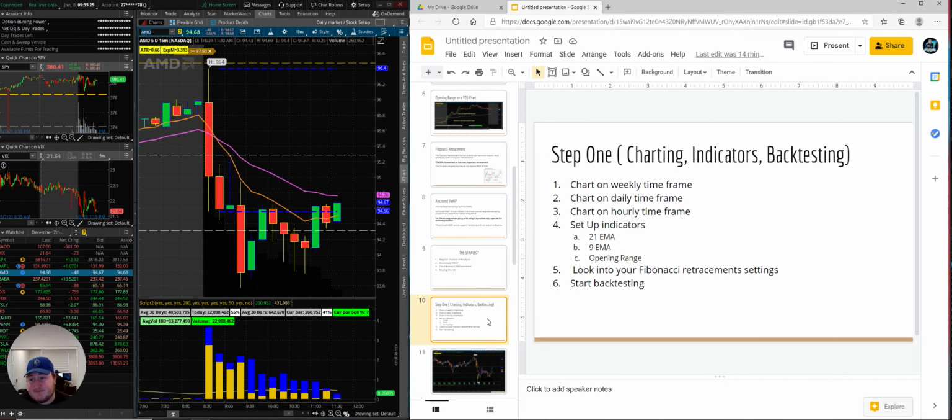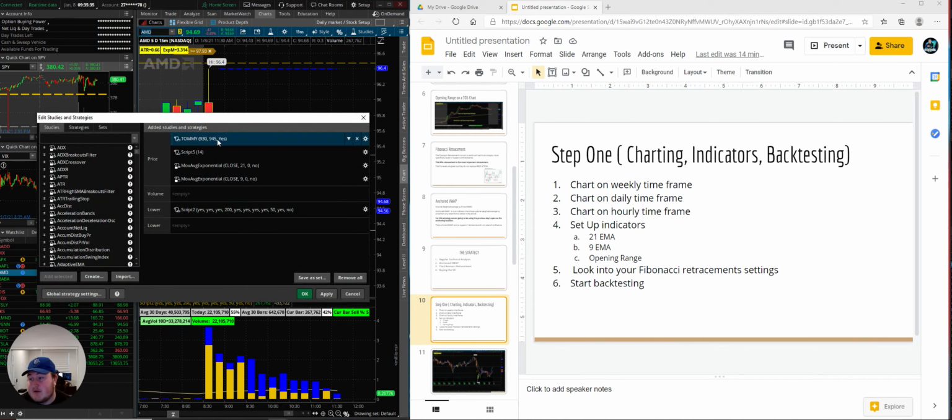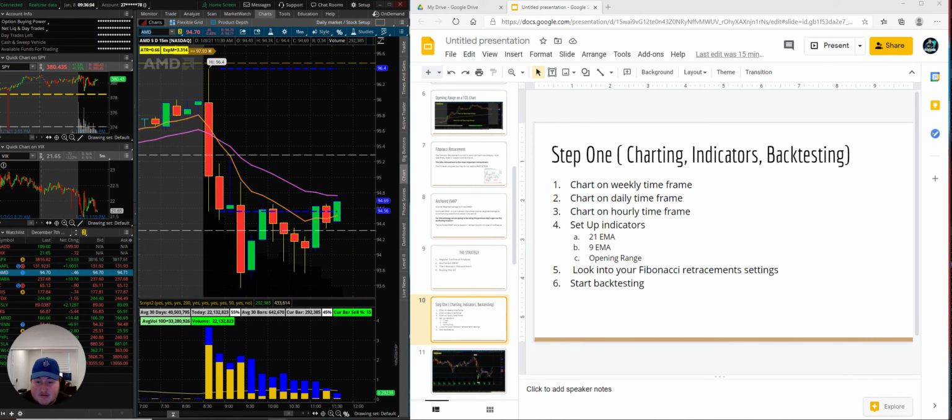Set up the indicators. So let's go here. This is my entire script. As I told you guys, this is the opening range script, this is my volume profile. And then I have the 9 and 21 EMAs. And then this is another volume profile script. So that's the indicators I use. I know a lot of people use TTM Squeeze, TTM Scalper, and stuff along those lines, but this is my whole daily, what I use to trade. I like to keep it pretty simple. Then looking into your Fibonacci retracement settings and then start back testing.